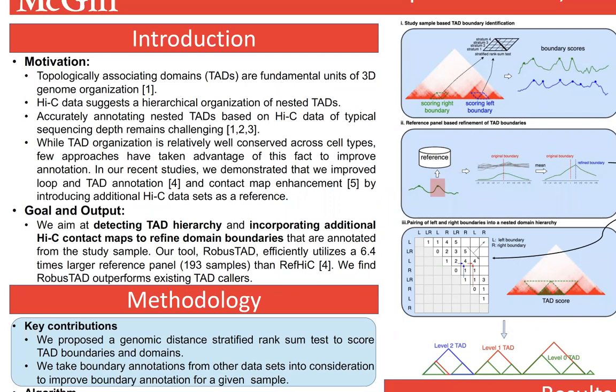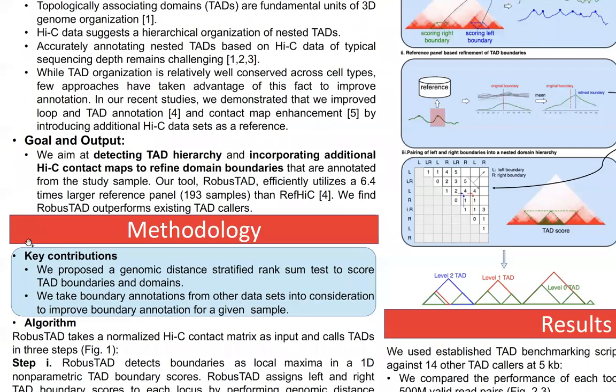In our recent studies, we demonstrated that we can improve loop and TAD annotations and contact map enhancement by introducing additional Hi-C datasets as a reference panel. In this project, we aim to detect TAD hierarchies and incorporate additional Hi-C contact maps to refine domain boundaries detected from the study sample. Our new tool, RobusTAD, can efficiently utilize a much larger reference panel than our previous tool, RefHiC. We find RobusTAD outperforms existing tools under different settings.